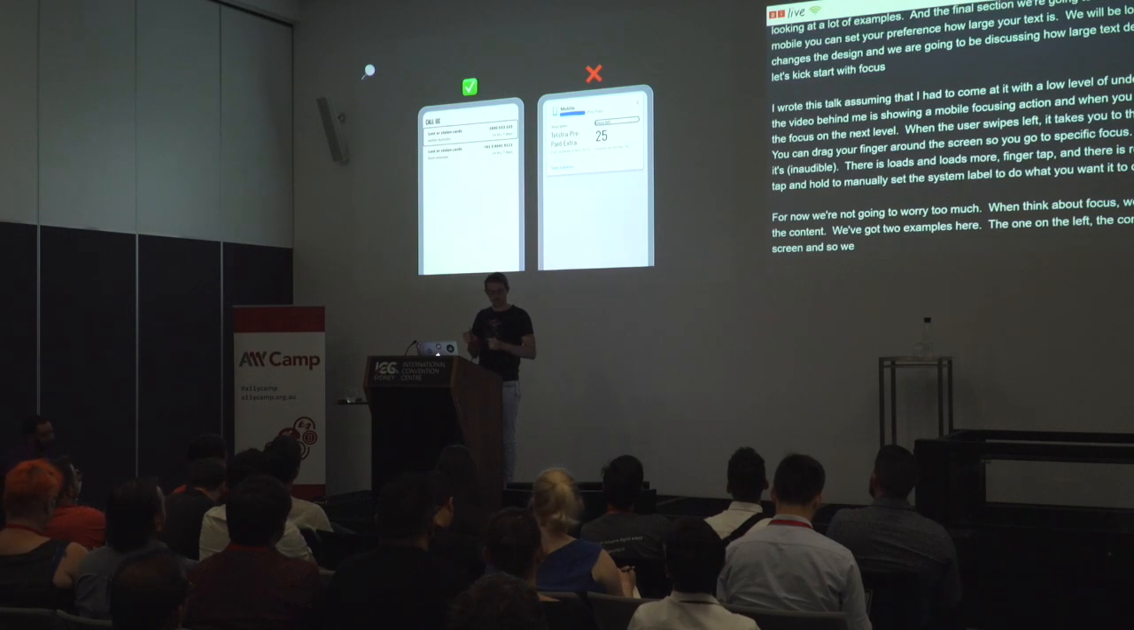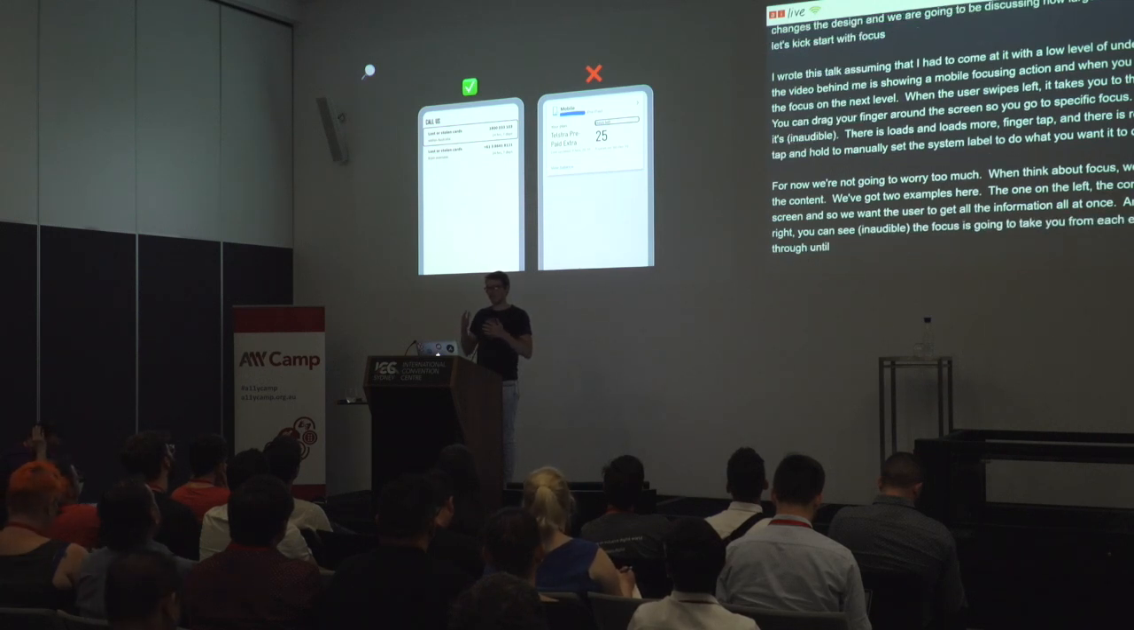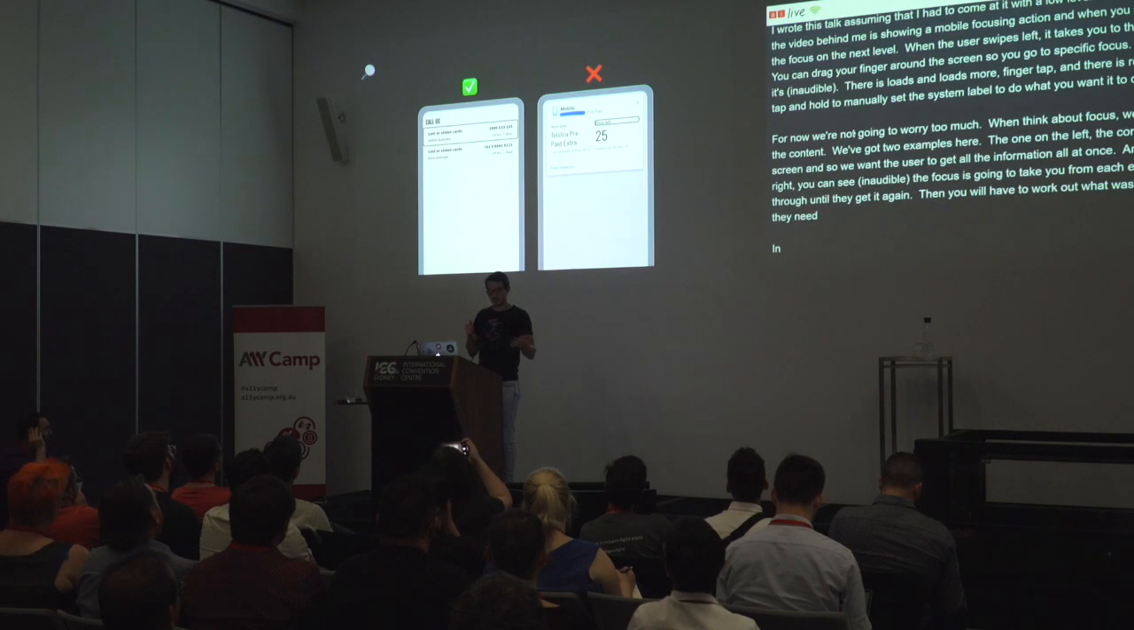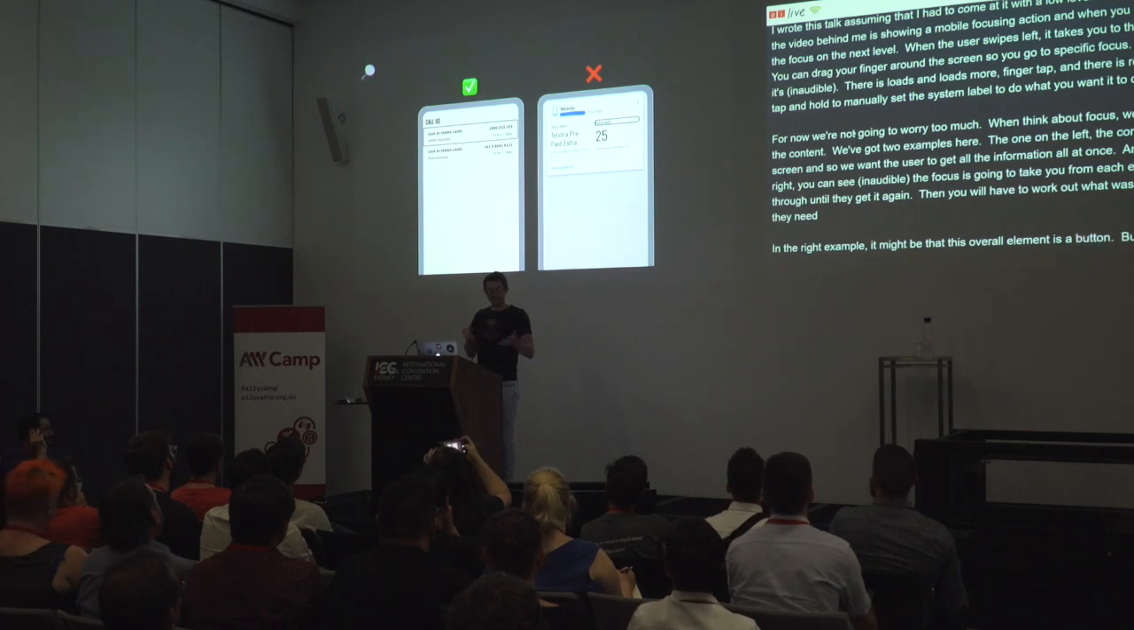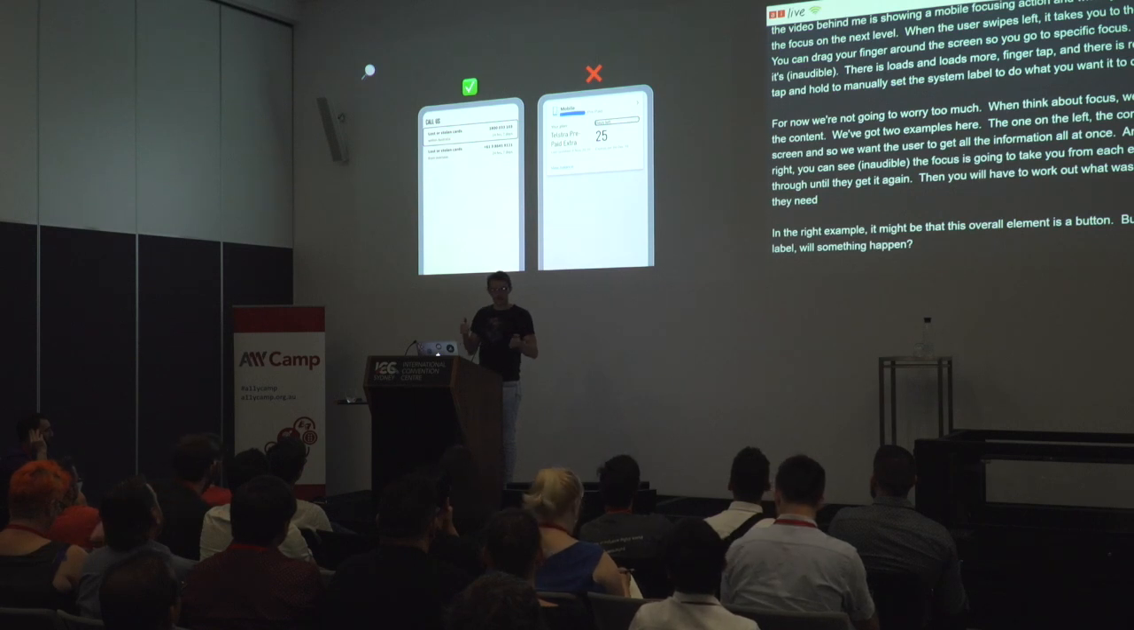On the screen on the right, we can see that when we swipe through, the focus is going to be taken from each element through and through and through until they finally get to the end. They're then going to have to work out what was the piece of information they need. In the right example, it might be that this overall element is a button, it's a cell. But if we tap on the days left label, will something happen? I don't know. Should it be that the days left label is also a button and that we can tap on anything? Again, this causes users a lot of problems.